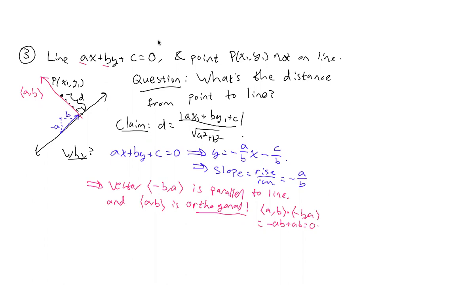Why does that help us? And now here's where things get kind of interesting. Let's take another point. I'm going to call this point Q. Q is going to be x2 comma y2. So let Q, x2, y2, be on the line.